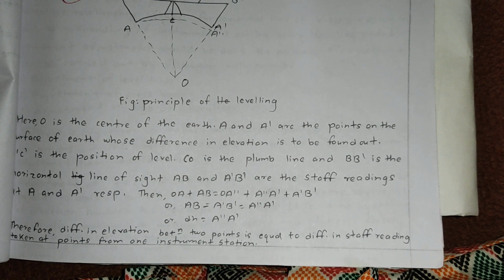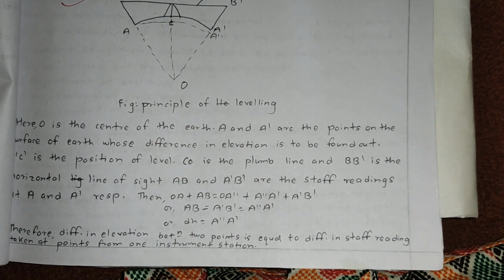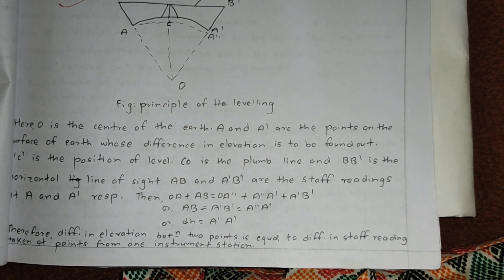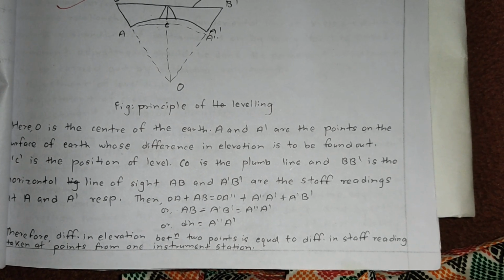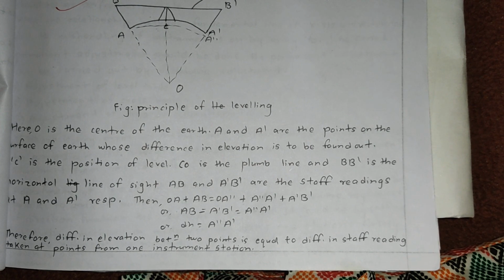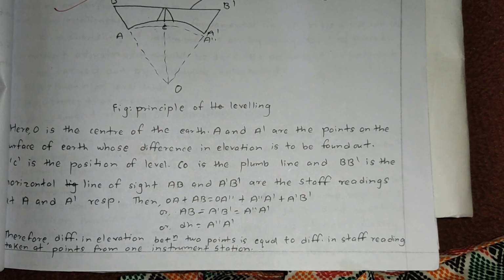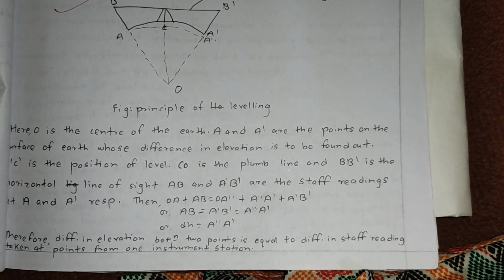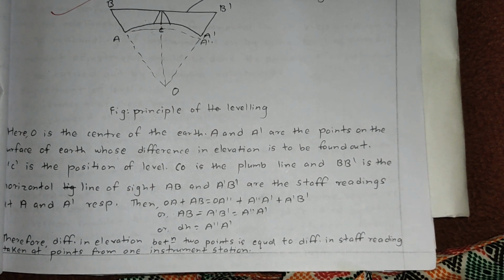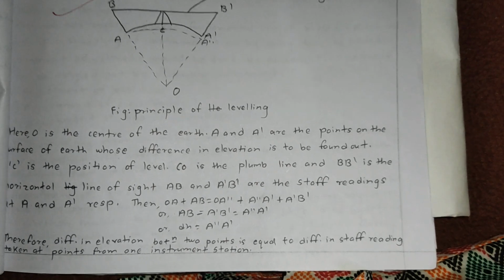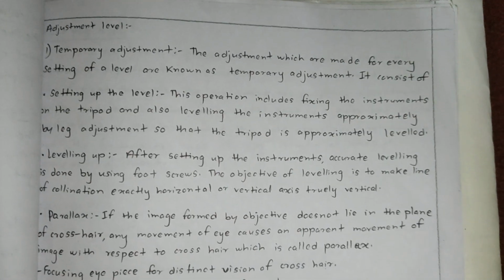Then OA plus AB is equal to OA double dash plus A double dash A dash plus A dash B dash, or AB is equal to A dash B dash is equal to A double dash A dash, or DS is equal to A double dash A dash. Therefore, the difference in elevation between two points is equal to the difference in staff readings taken at the points from one instrument station. Adjustment of level. Temporary adjustment.